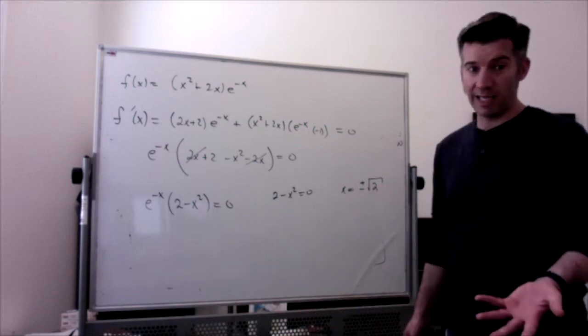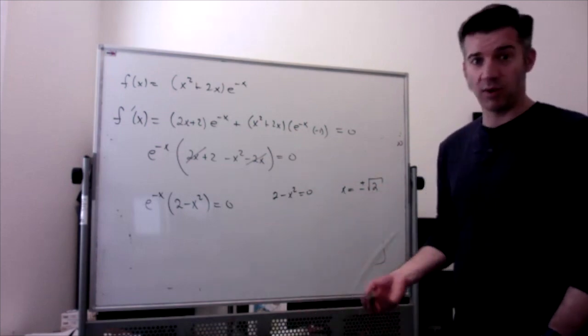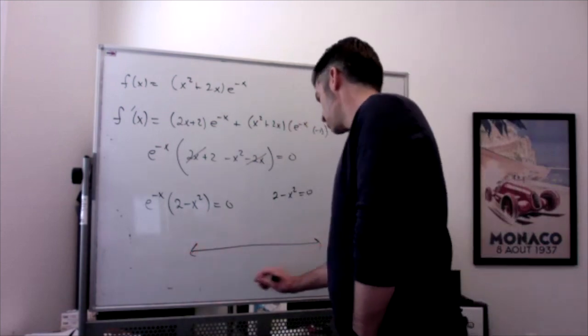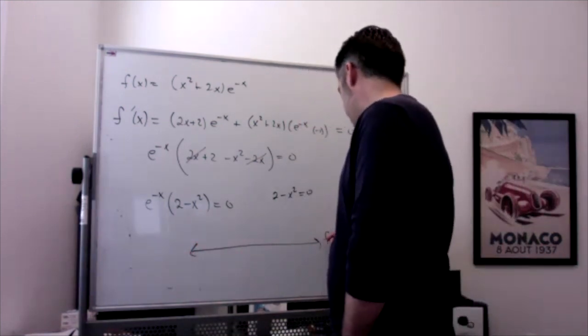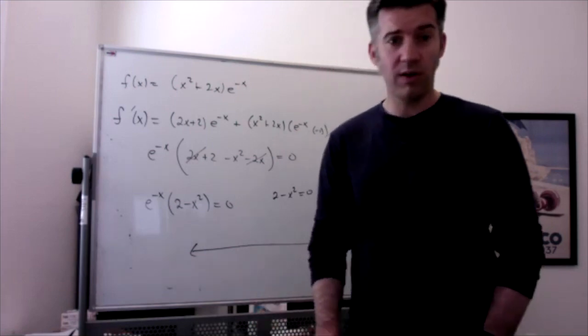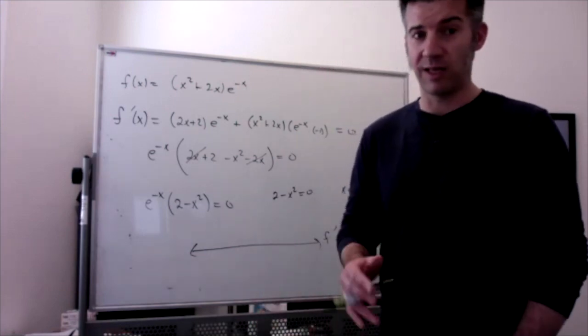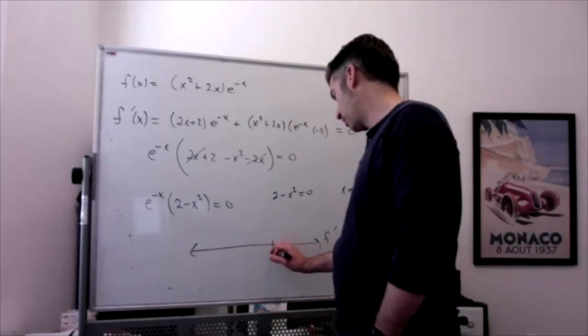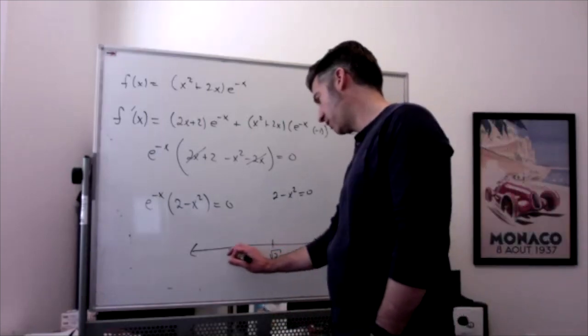And now we want to classify those critical values. To classify them, we're going to use the first derivative test. So here's my first derivative sign chart. You only want your critical values on the sign chart. You don't want anything else like 0, unless it's a critical value, which it's not in this problem. So I've got a positive root 2 and a negative root 2.